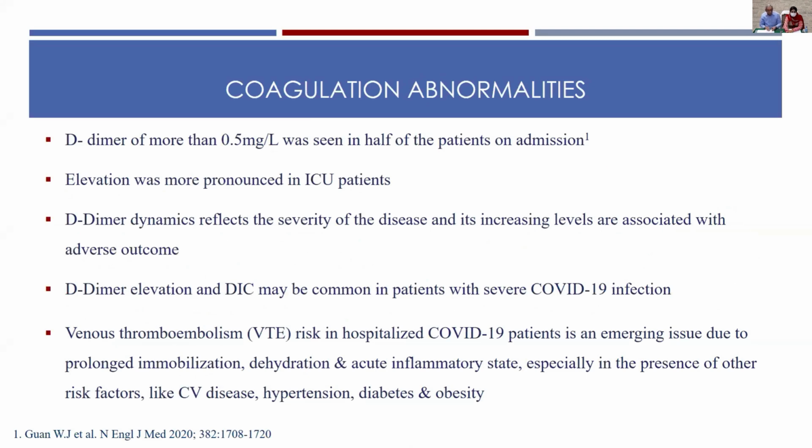D-dimers of more than 0.5 milligram per liter were seen in half of the patients on admission in this report by Guan in the New England Journal of Medicine. Once again, the elevation was more pronounced in the ICU patients. D-dimer dynamics reflects the severity of the disease and its increasing levels are associated with an adverse outcome. D-dimer elevation and DIC may be common in patients with severe COVID-19 infection, and then the venous thromboembolism because of so many other reasons.